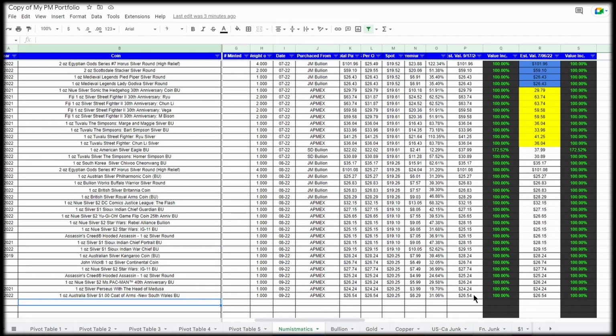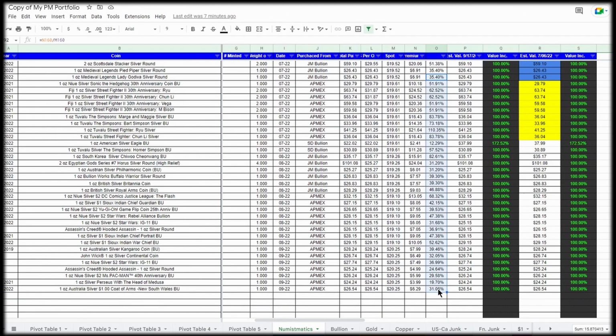You have to evaluate your situation. But if we look at this one, for example, this was 1 ounce silver with the head of Medusa. We paid $24.24 for it, with a premium of only $3.99. So that's 19%, close to 20% premium. So if you are simply buying silver with the end goal of just stacking weight, then this might be a better choice because the premium is less. That brings us closer to the spot price.